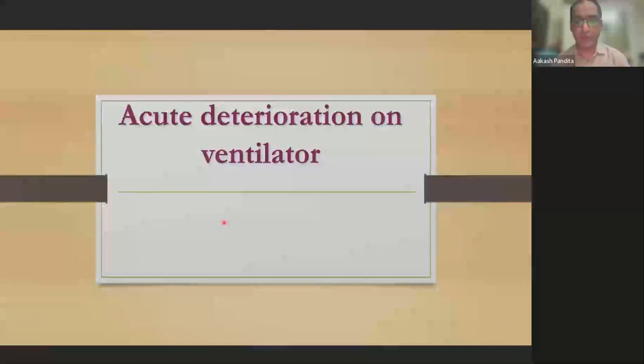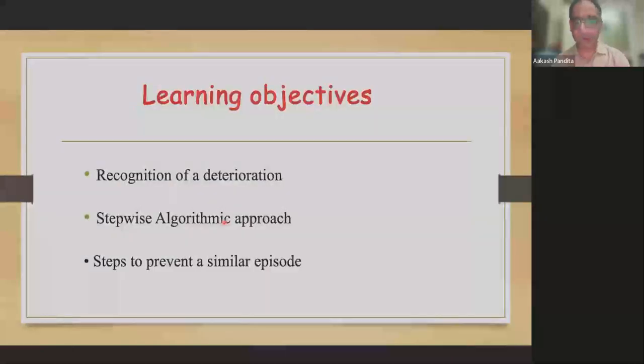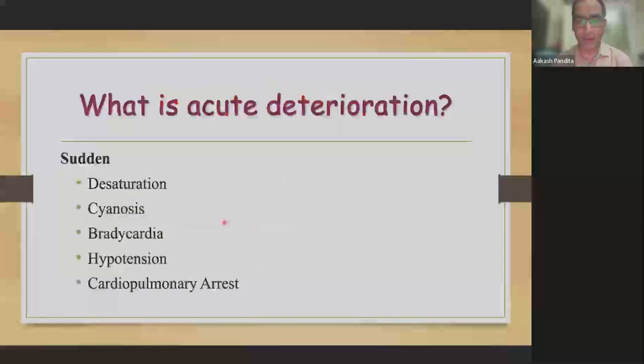Coming to the second topic, the acute deterioration on ventilator. Many times the reasons for the acute deterioration on ventilator can be picked up with the graphics itself. The learning objectives of this part of the presentation are first to recognize what a deterioration is, how to approach a patient whenever there is a deterioration, and finally how to prevent such things from happening.